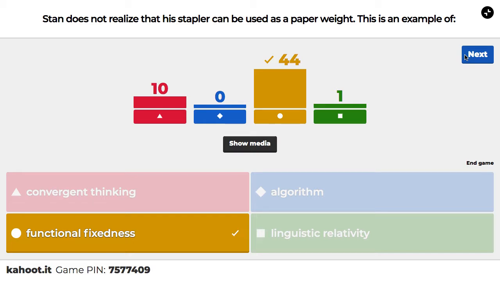Okay, so functional fixedness is when we think an object can only be used for what it's intended for. So in this case, a stapler is only used to staple papers. It can't be used as a paperweight too. Convergent thinking is what we talked about with creativity, where you go from many facts to one solution, like a multiple choice test or a math question.